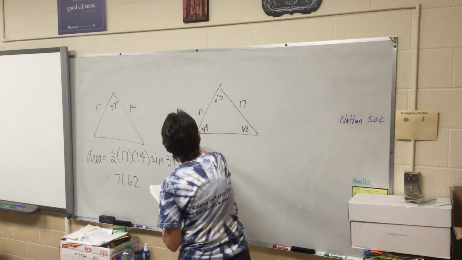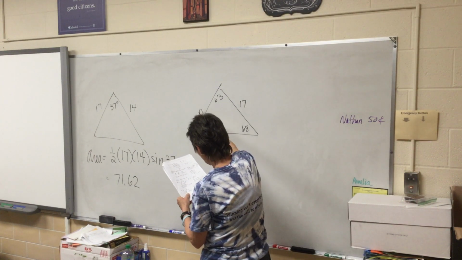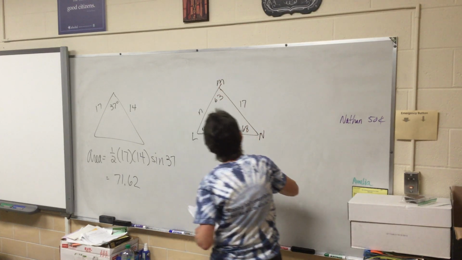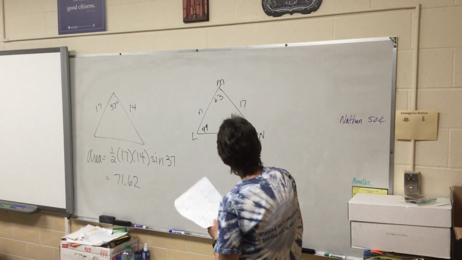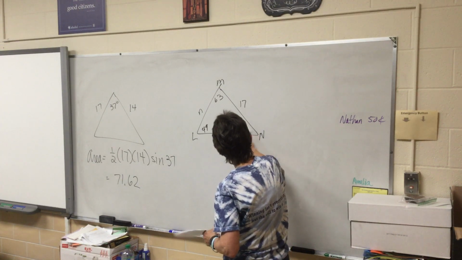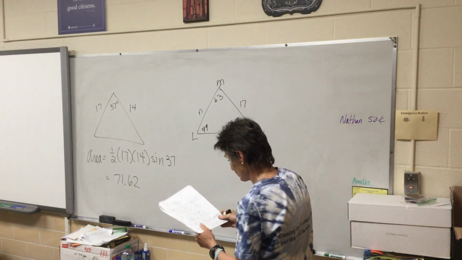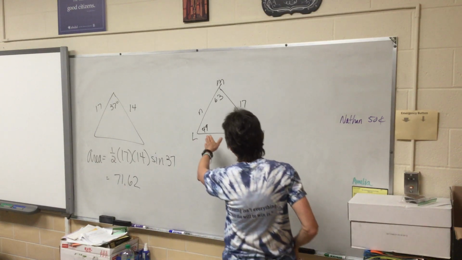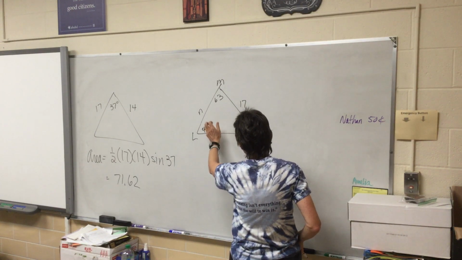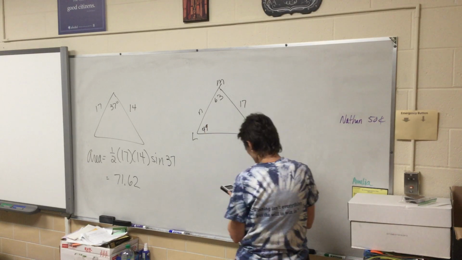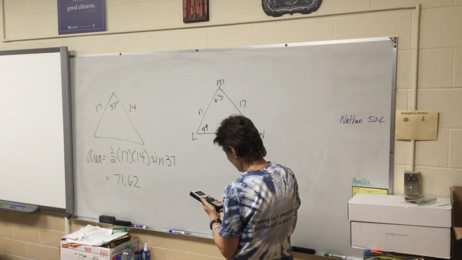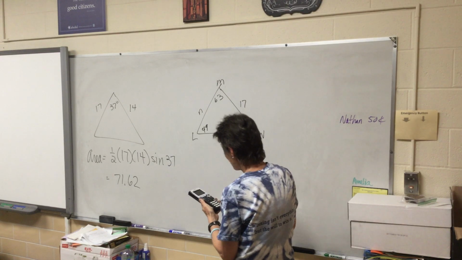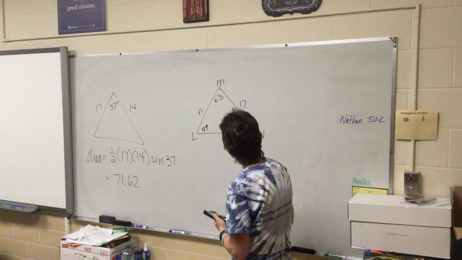I want to find side N. I want to find that guy right there. I filled that in, so this is what you were given right here. Now, you know that if you have two angles of a triangle, you can find the third one by just subtracting from 180. So that's how I got 68.